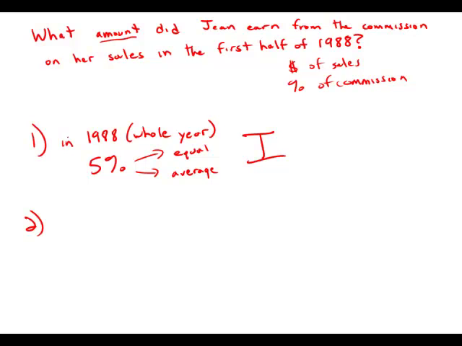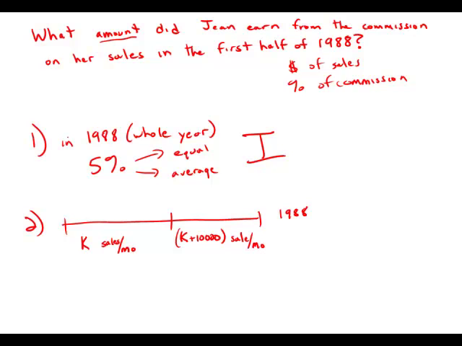Consider statement number 2 by itself. The amount of Jean's sales in the second half of 1988 averaged $10,000 per month more than in the first half of 1988. So if we think of 1988 as an entire expanse here, in the first half, if she was making K dollars in sales per month, well then in the second half she's making K plus $10,000 worth of sales per month. All right, well that's interesting. That gets us a little closer to just the amount of how much she has in sales, but by itself, that's still insufficient.